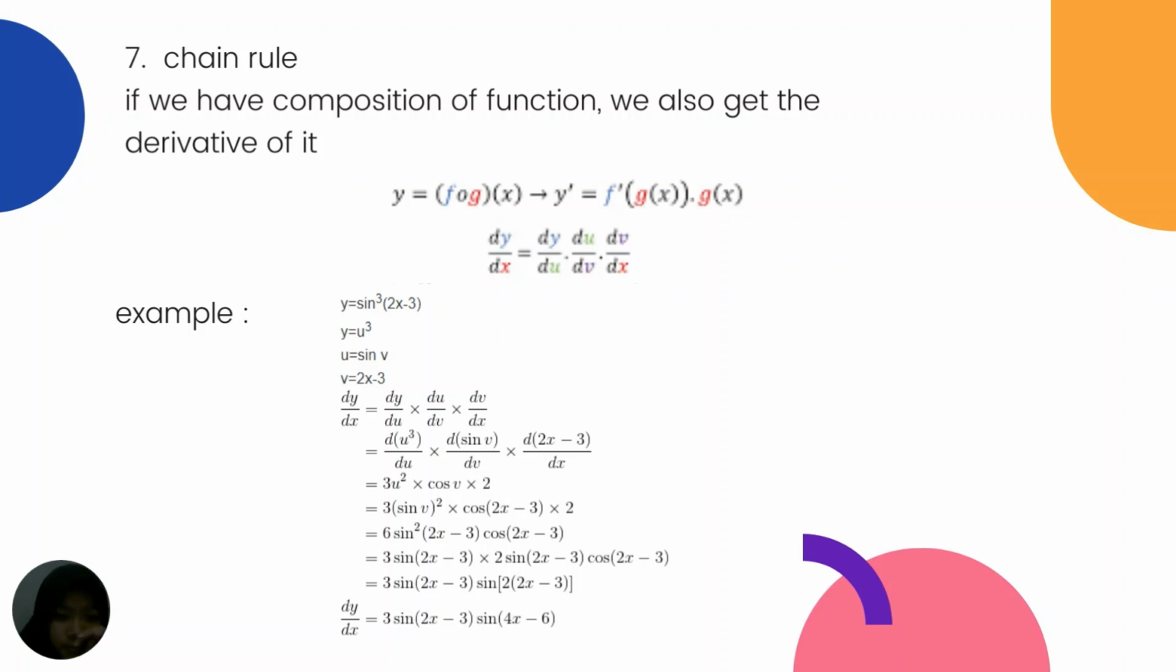Okay, for example, y is sin to the power of 3 of 2x minus 3. Here we can read y is u to the power of 3, and u is sin v, and v is 2x minus 3. Okay, we can get dy/dx is dy/du times du/dv times dv/dx.